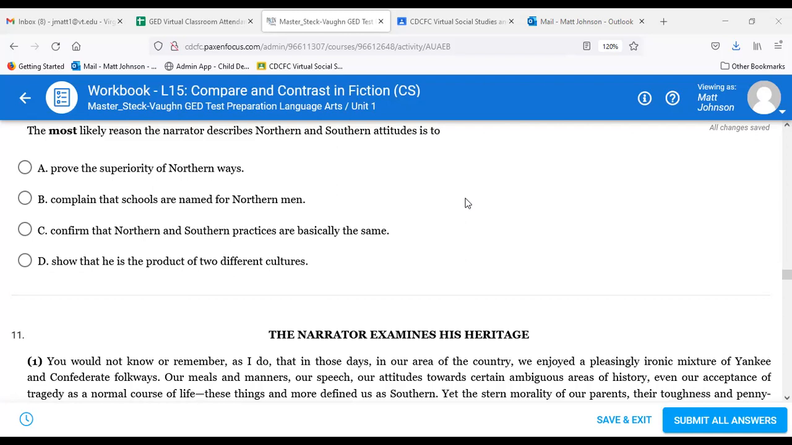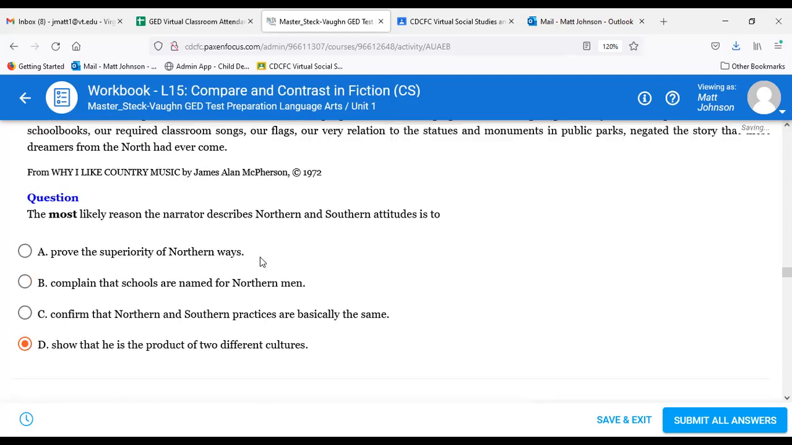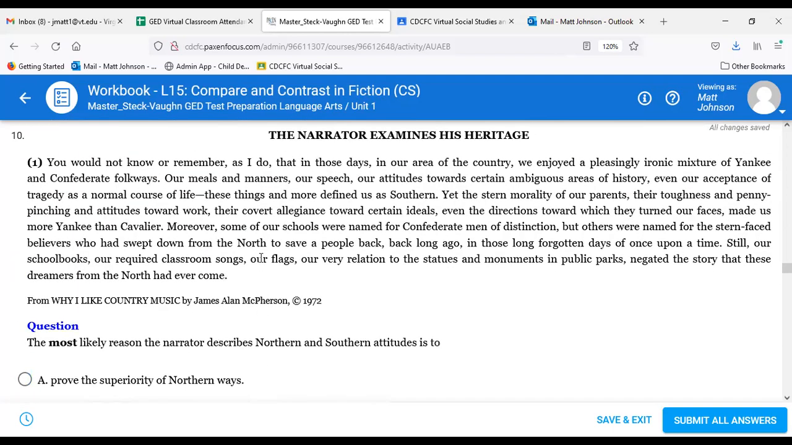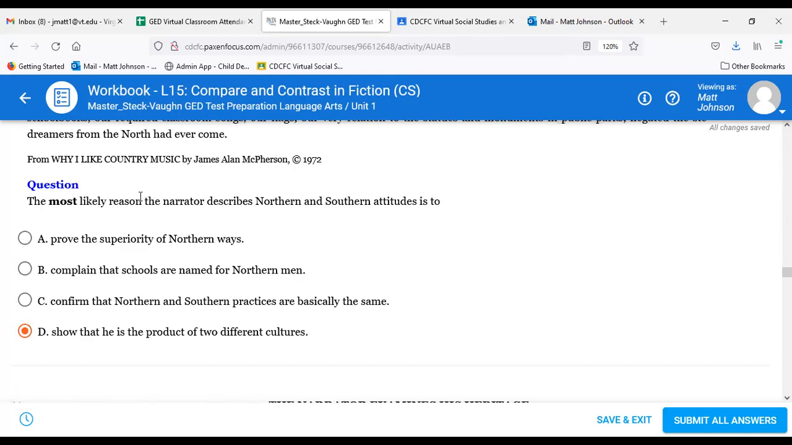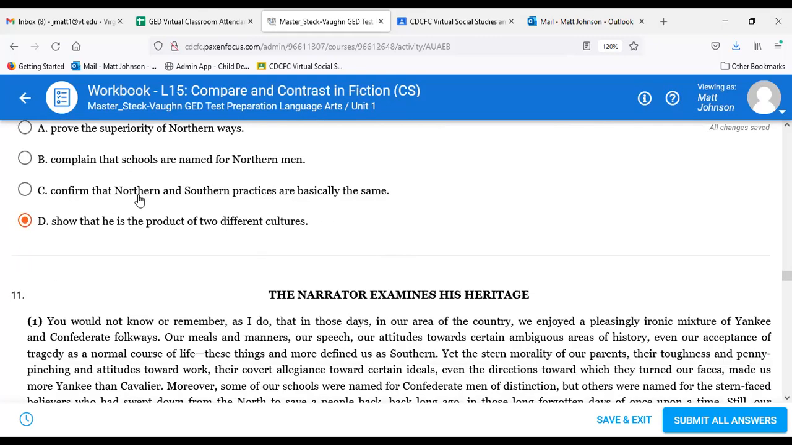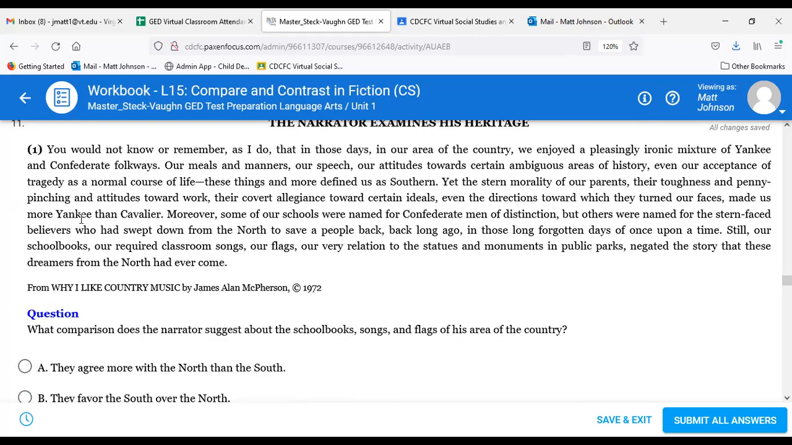D. Yeah, D is in dog. Right. So he's showing that basically he identifies with both of these, northern and southern cultures, and the ways in which he does. And that makes it somewhat ironic, but there are things that he identifies with on either side. So D is in dog. And then 11, it's the same.